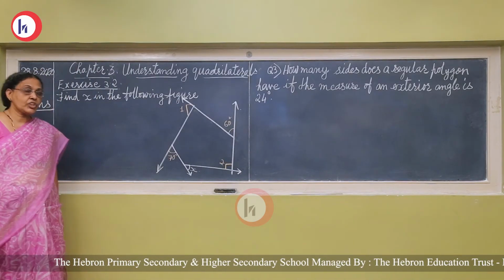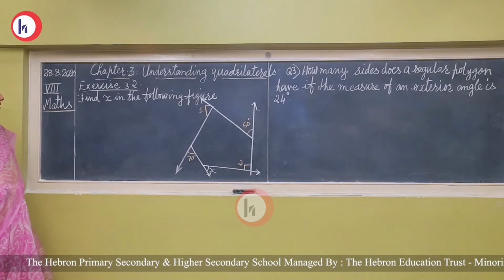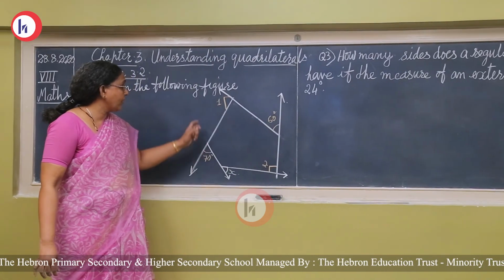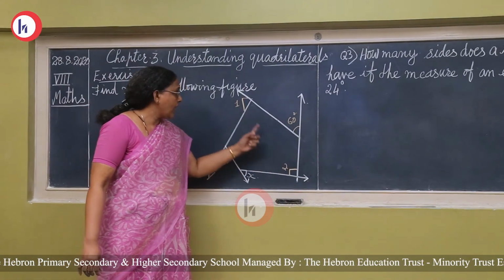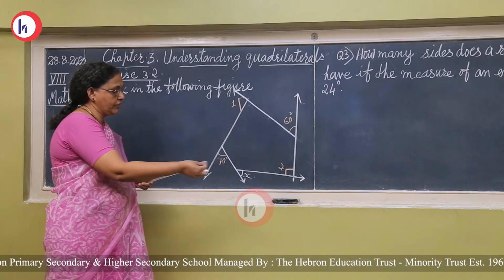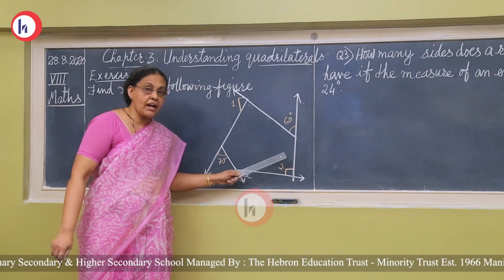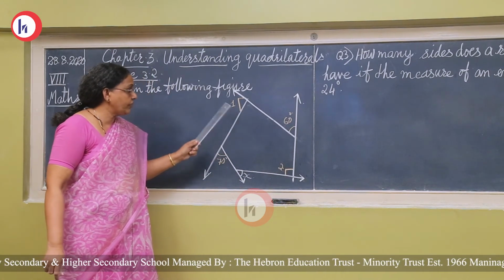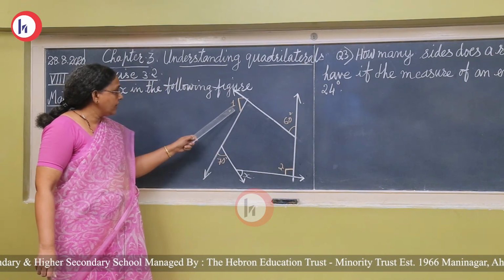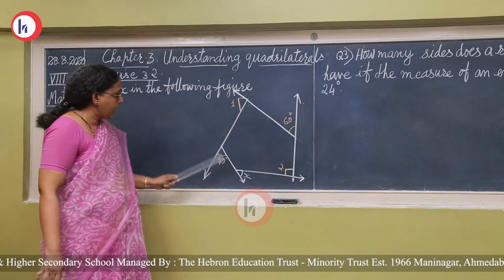Now we can solve exercise 3.2. By looking at the picture, you will get an idea how to solve it. Find the x in the following figure. Here x has to be found. See that even though angles 1 and 2 are not given numbers, by the symbol in the figure you will understand that they are right angles. How many degrees does a right angle have? 90 degrees. So angle 2 and angle 1 are also 90 degrees. And the question is to find x in the following figure.